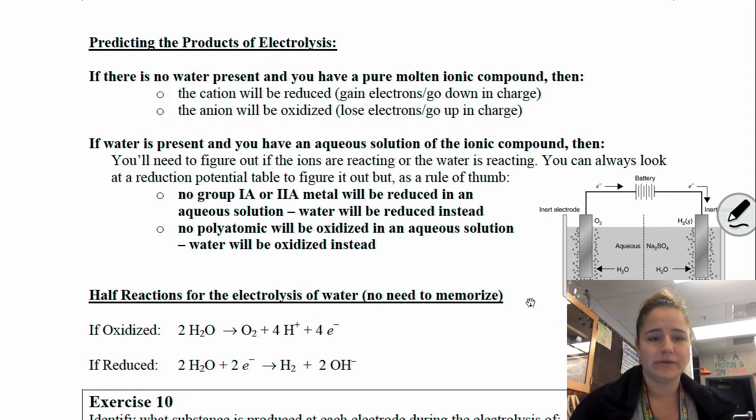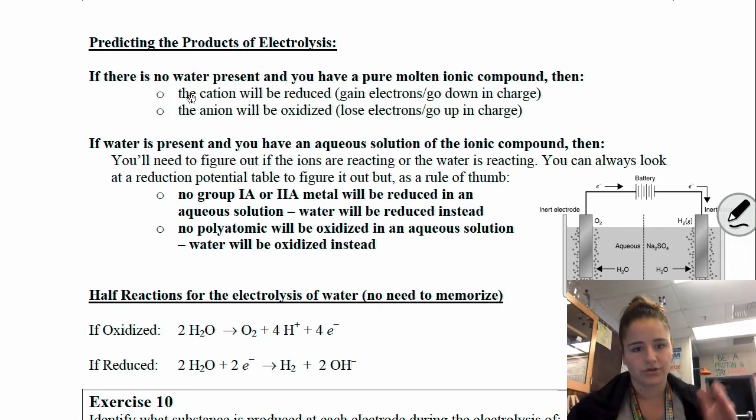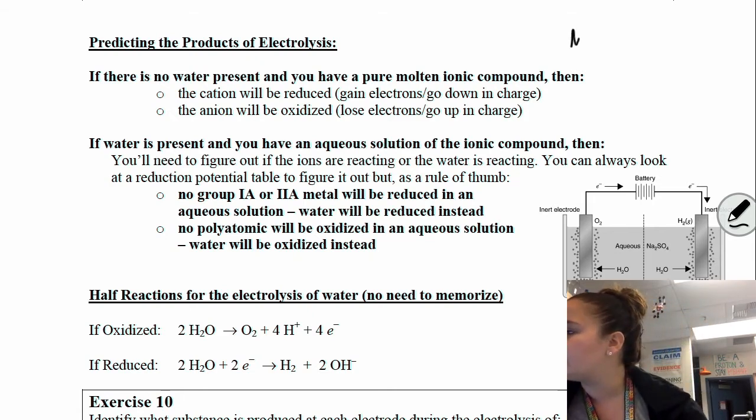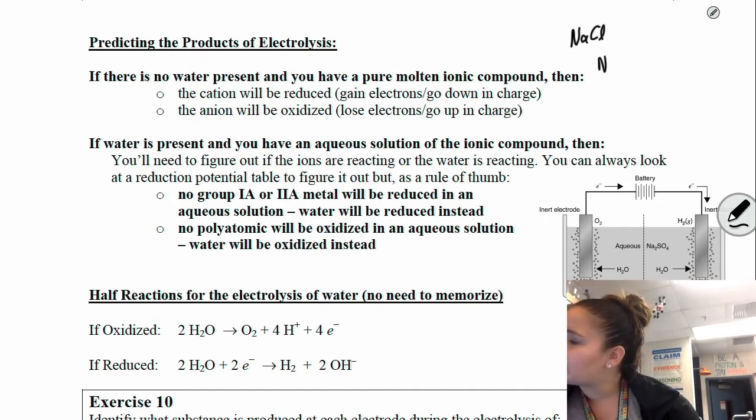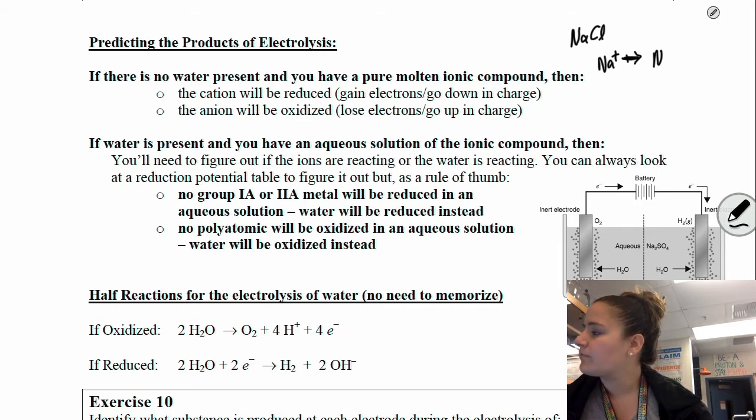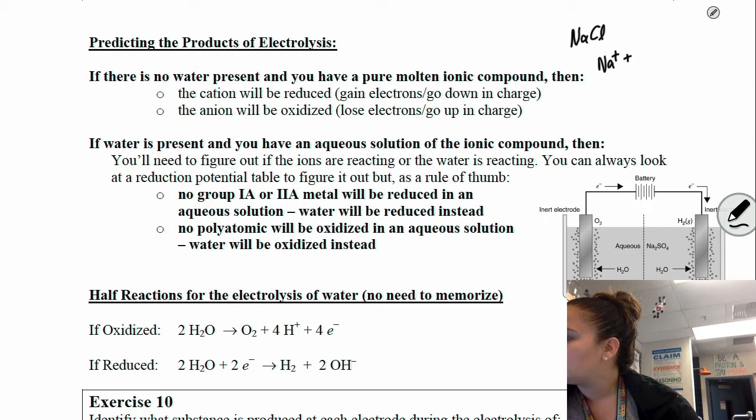Sometimes it's really easy. Sometimes we don't have aqueous things, and you just have a pure molten ionic compound. In that case, the cation, the positive one, will be reduced. It'll go toward neutral. The anion, the negative one, will lose electrons. It'll go up. If you look, for example, at NaCl, that is formed of an Na plus ion. That one will be reduced.